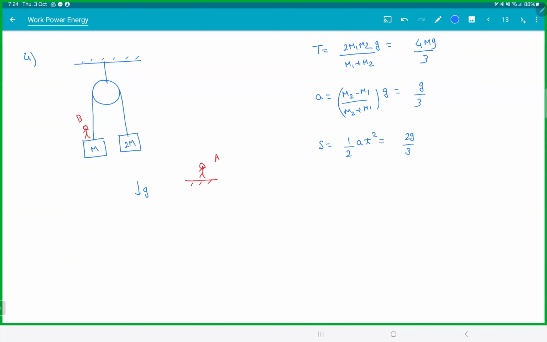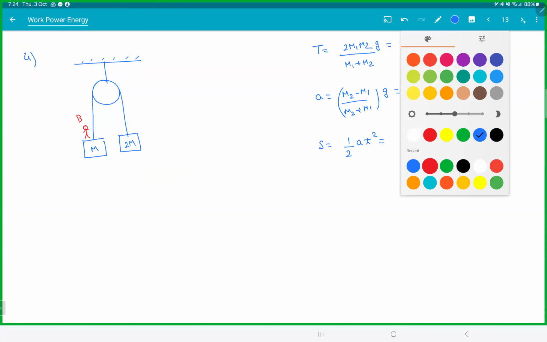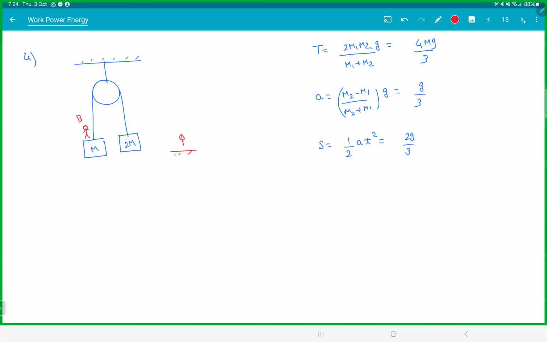Now, see what happens. If you ask A to solve the problem, A will say, okay, this block M is there, tension T is upward, the displacement is also S upward, so work done on M is T into S. Agreed? And when you ask him about 2M, he will say this tension is T, but the displacement will be downward because they travel in opposite directions. So work on 2M will be minus T into S. He will say perfect, everything is great.